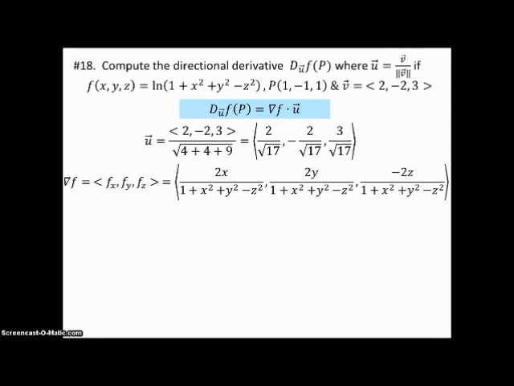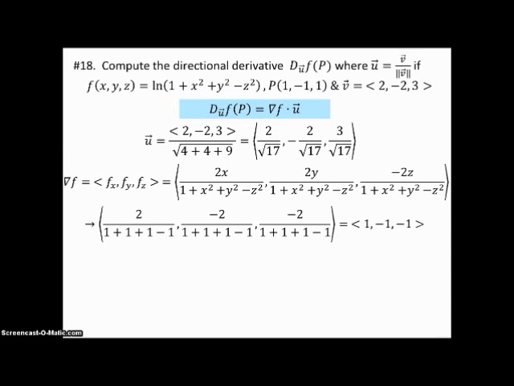Lovely. But now we have to plug in the point, because we're getting a numerical answer here. So I plugged in 1 for x, negative 1 for y, and positive 1 for z. And we get a nice looking gradient vector, 1 comma negative 1 comma negative 1. Doesn't get much better than that, eh?